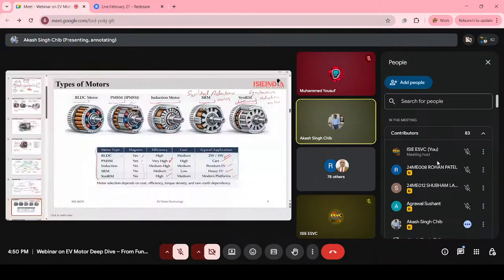Okay, does anyone have a query till now? You can ask me. Do remember the names of these motors.